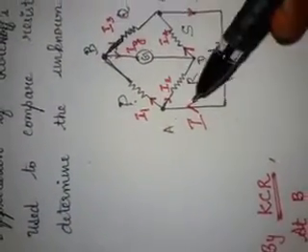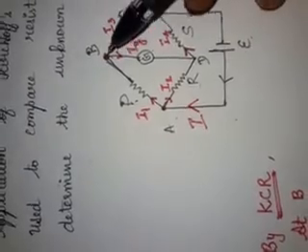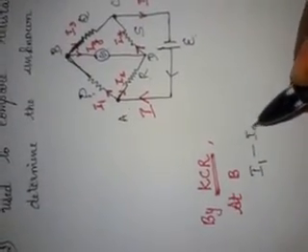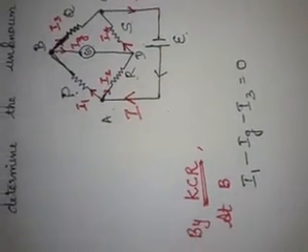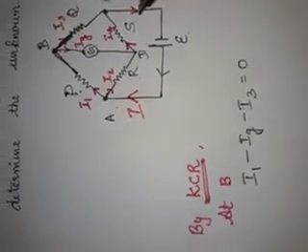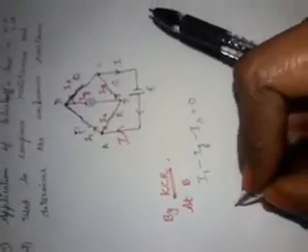Or I can also write it as I1, that is I1 flowing towards B. What about Ig flowing away from B? I can write it as minus Ig using the sign convention. Next, I3 is also flowing away from B, so it is minus I3. All this sums up to 0. The algebraic sum of the currents at any junction is equal to 0. This is at B. Same way at D.